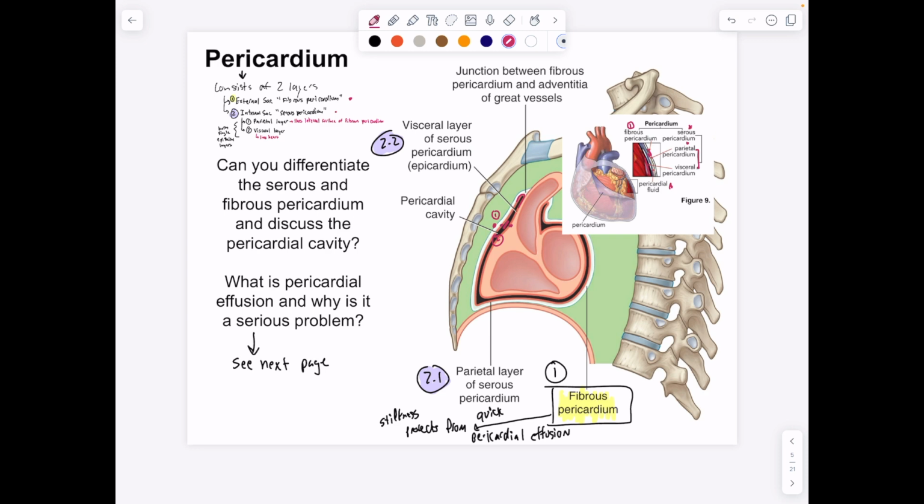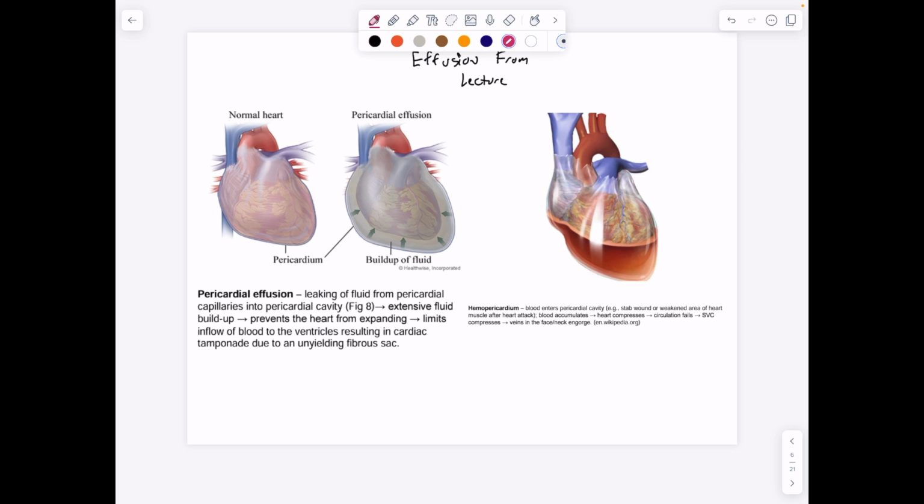Okay, so that's it. Stiffness protects from pericardial effusion, too much liquid getting in here quickly, and that is just to protect the heart. What is effusion? Well, effusion is a buildup of fluid in the pericardial sac, and so we have leaking of fluid from the pericardial capillaries into the pericardial cavity, and this is not good, because if you have a lot of fluid in there, it's compressing on the heart, and it's going to make it harder for the heart to go through its cycling of pumping. It's pushing on the outer wall of the heart, it's compressing it, and so in particular, when we're talking about the expansion of the atria to bring in blood, if there's material pushing on the atria, then it's going to be harder for blood to get in. And so, this is just not good overall.